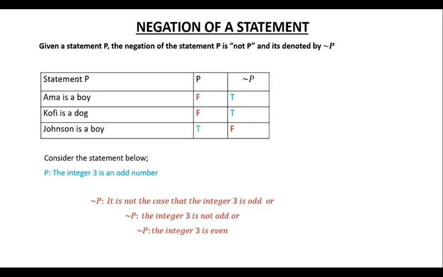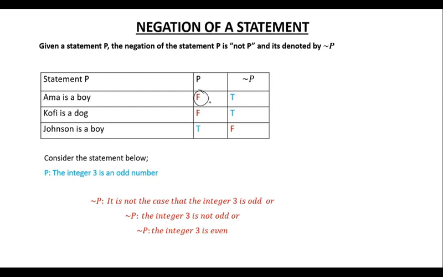Let's look at the statement P, its truth value, and then the negation of that truth value. Now, Amma is a boy is our first statement. Now we know that Amma is a boy can never be a true statement, because Amma is a girl. So the truth value of the statement P that we have over here is false, as we can see over here.